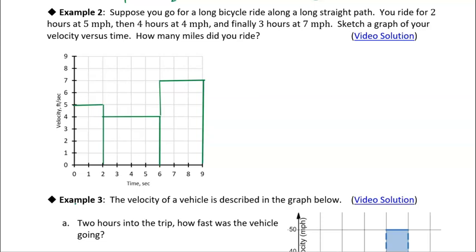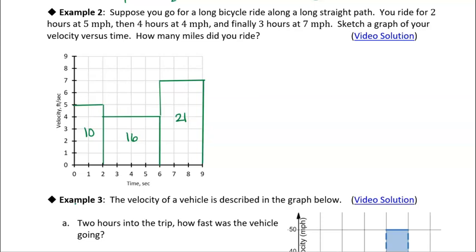So I take 5 times 2, this represents 10 miles. 4 times 4, that represents a distance of 16 miles. And then over here we have 3, right? So we have 7 times 3, which is 21 miles, okay?